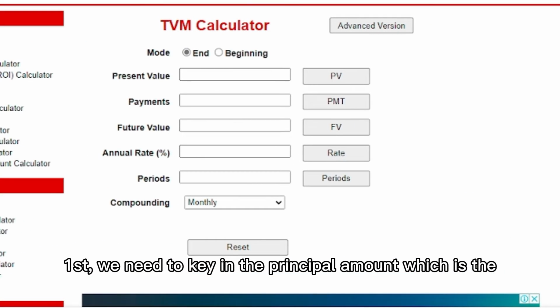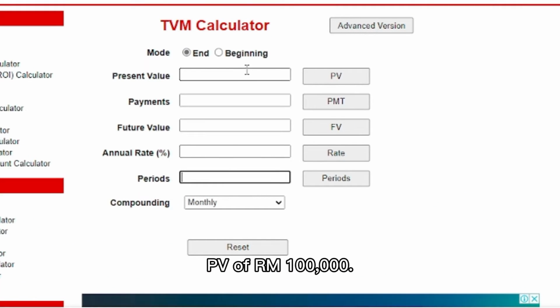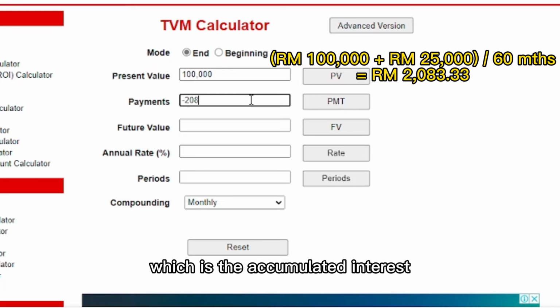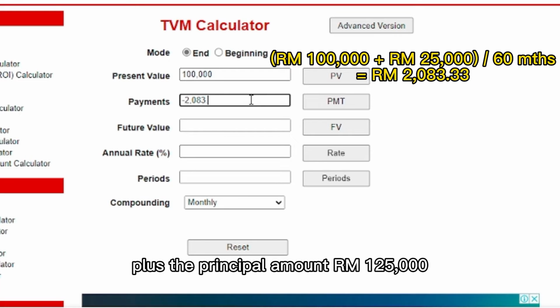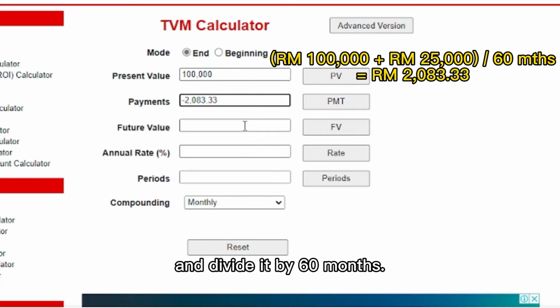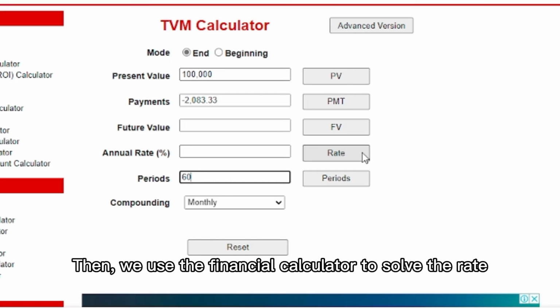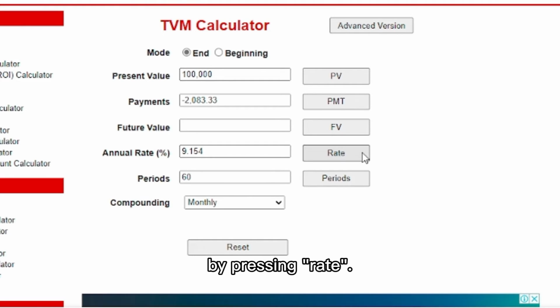Let's try together to find the effective interest rate. First, we need to key in the principal amount, which is the PV of 100,000. Then, we key in the payment amount, which is the accumulated interest plus the principal amount, 125,000, and divide it by 60 months. The duration N is 60 months, which is 5 years. Then, we use the financial calculator to solve the rate by pressing rate.